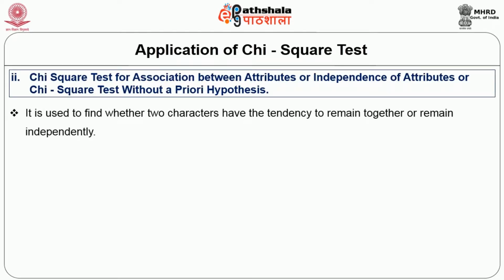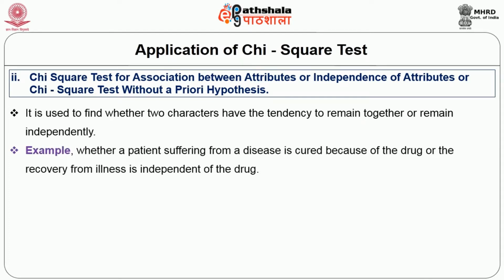The second one, chi-square test for association between attributes or independence of attributes, or chi-square test without a superior hypothesis. It is used to find whether two characteristics have the tendency to remain together or remain independent. For example, whether a person suffering from a disease is cured because of the drug, or the recovery from illness is independent of the drug.